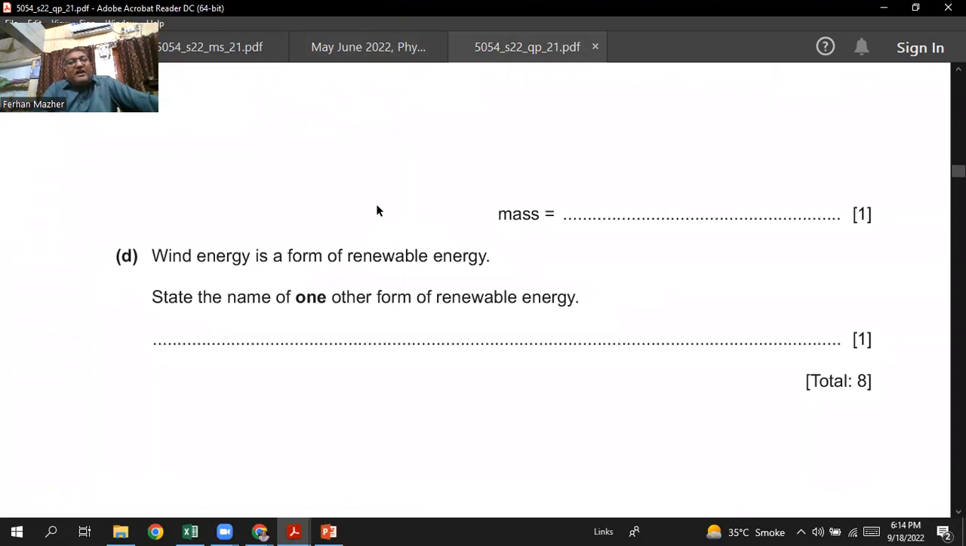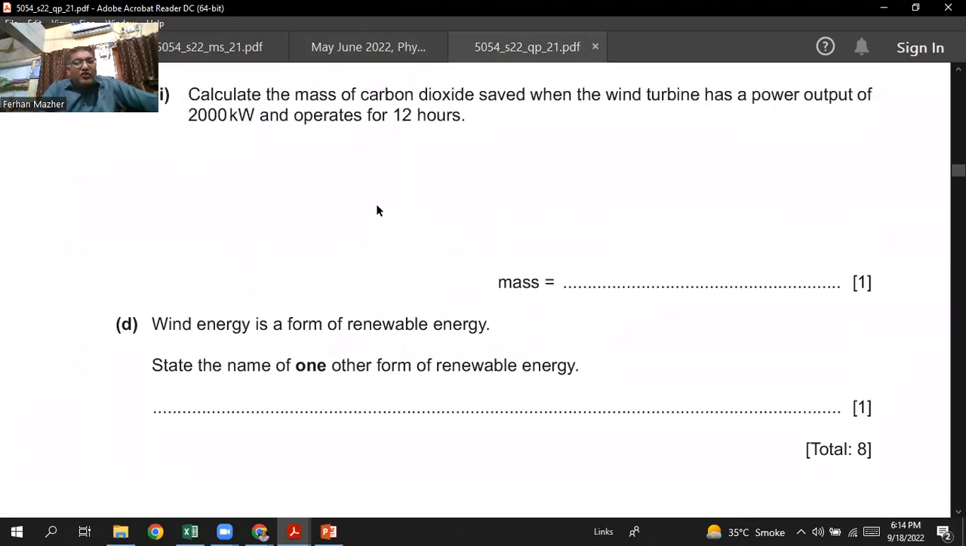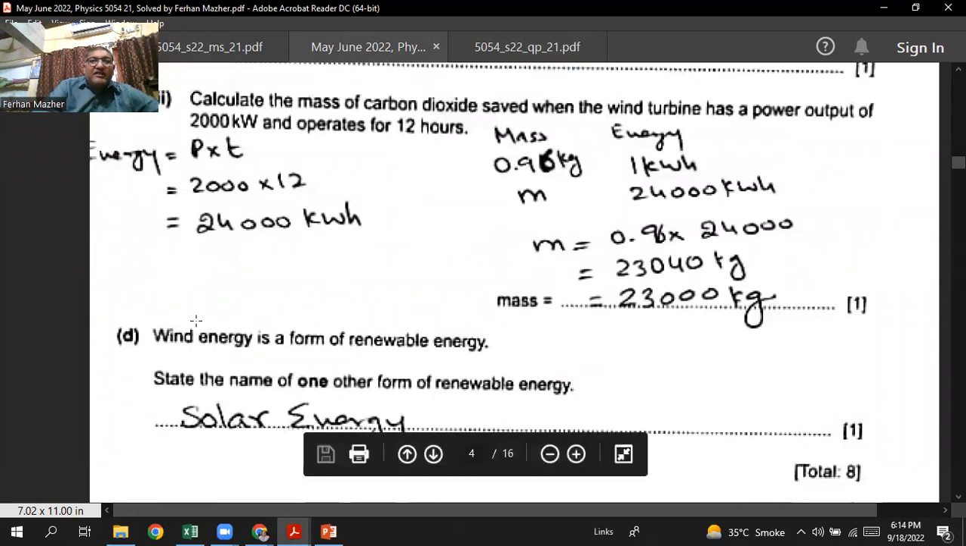It says wind energy is a form of renewable energy. State the name of one other form of renewable energy. Solar energy, geothermal energy, tidal energy. These are some examples. I have written here only the solar. So this question number 2 is done.